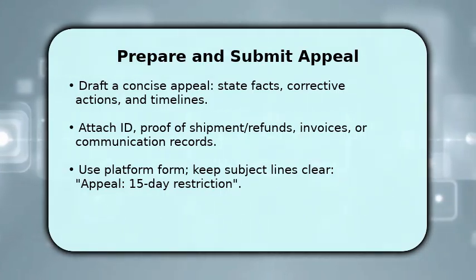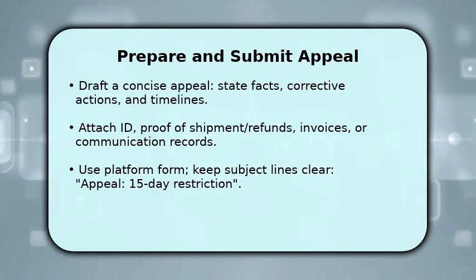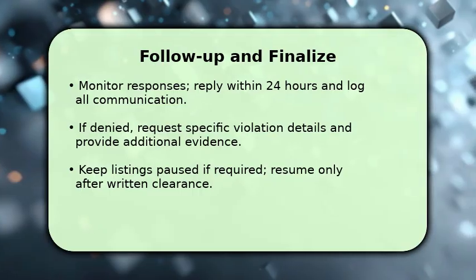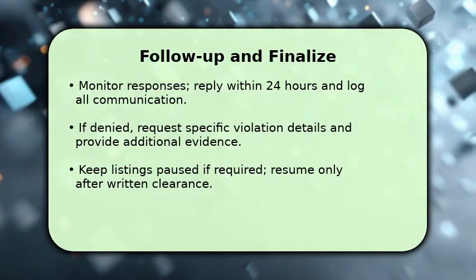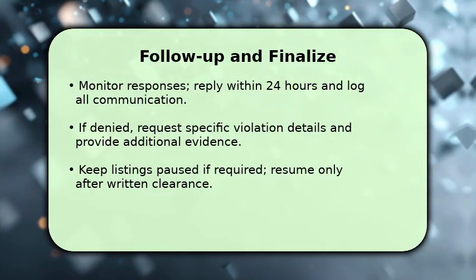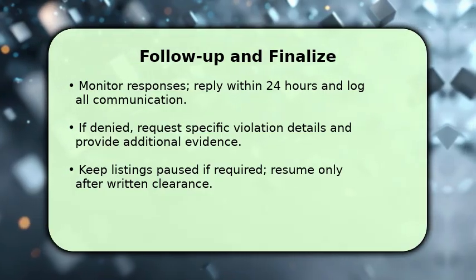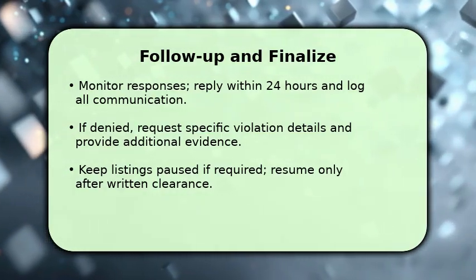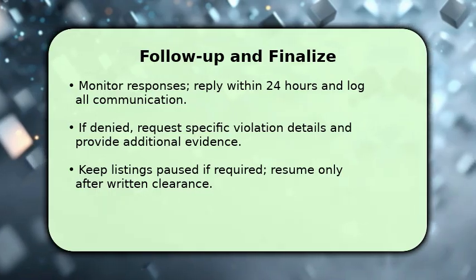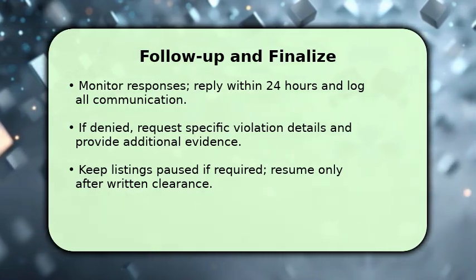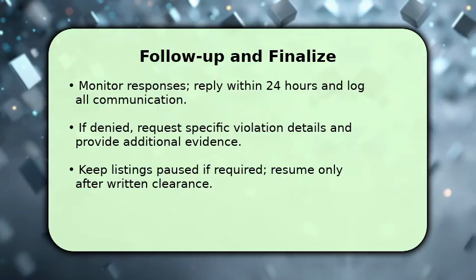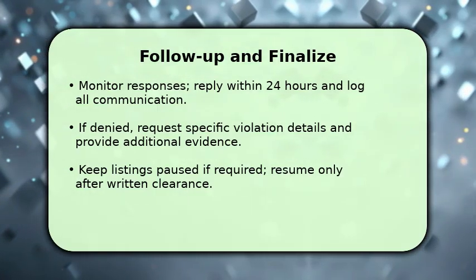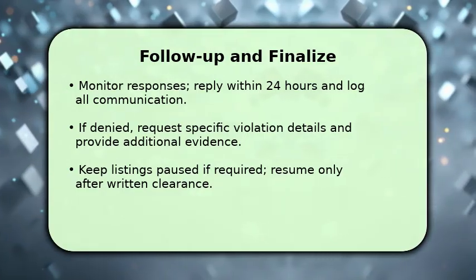You finish by actively following up until the restriction is lifted. After submission, check messages and email multiple times a day and reply within 24 hours with any requested clarifications. If the appeal is denied, ask for precise policy references and submit additional evidence or propose a corrective action plan. Once you receive written confirmation, update any paused listings and verify payment settings. Troubleshooting tip: if reviews stall, escalate to a supervisor or open a fresh case.